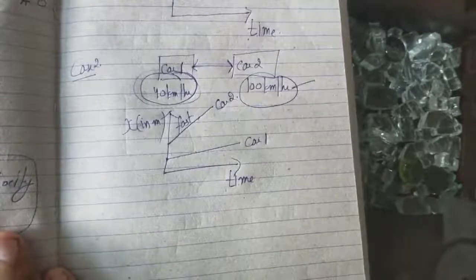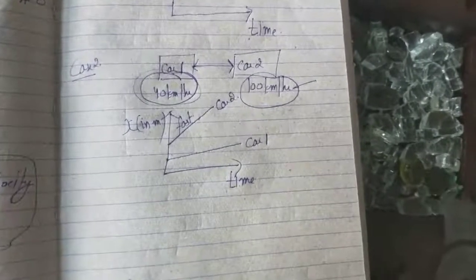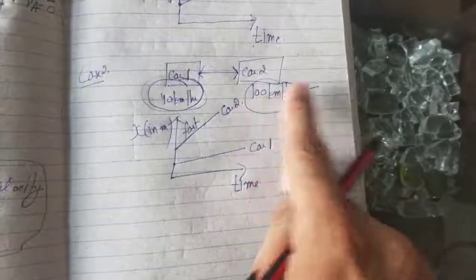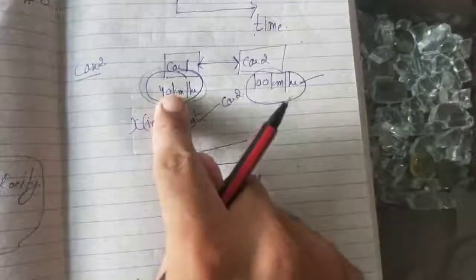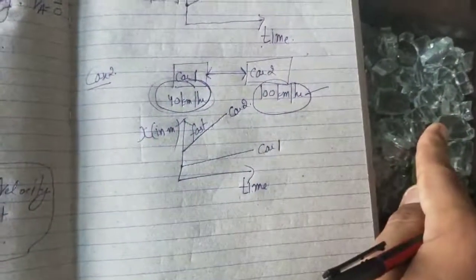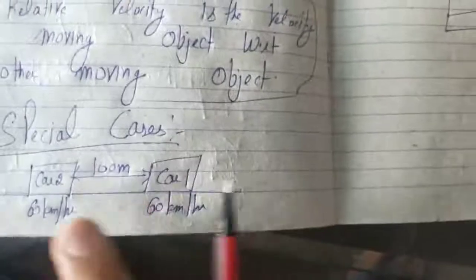So this is the graph of two cars which are moving with different speeds in the same direction. Car 2 is also moving towards Pakta Paika, and car 1 is also moving towards Pakta Paika. Here both car 1 and car 2 are moving toward the Pakta Paika but with the same speed. So case number 3.